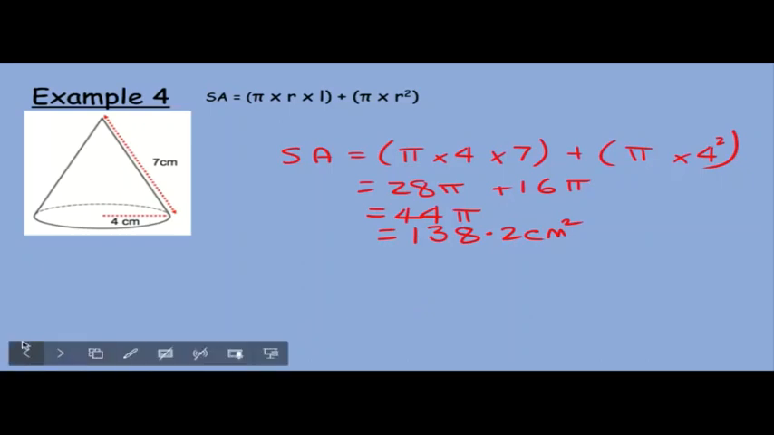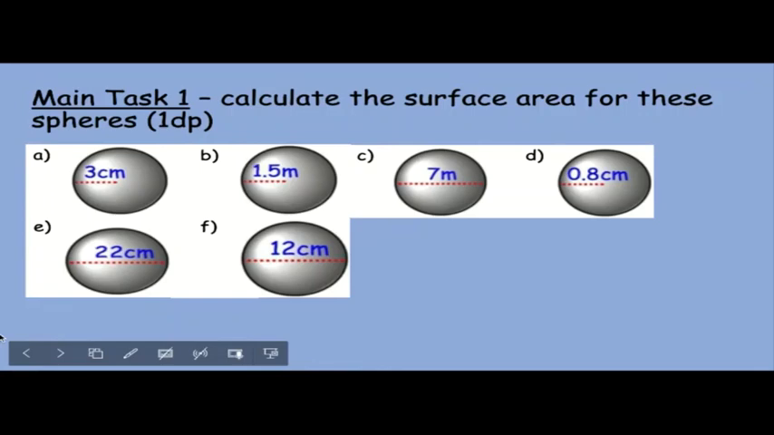So here we go. Our main task is separated into three parts. The first part is just spheres, the second part is just cones, and the third part is a challenge question. So pause the tape while you're working on each section, and then we'll come back at the end and have a look at our answers. Here's our first part, which is just spheres. Remember, just to one decimal place.